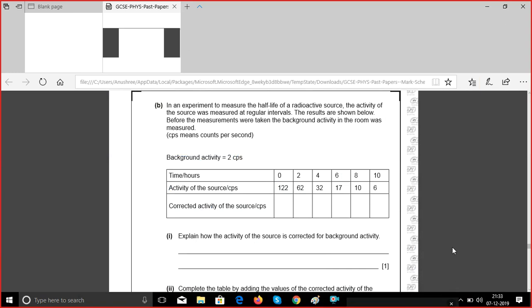They take the background activity away from the activity. Okay, so explain how the activity of source is corrected by background activity. Okay, so what's your answer? They take away background activity from the activity of the source. Yes. Okay, now part second.